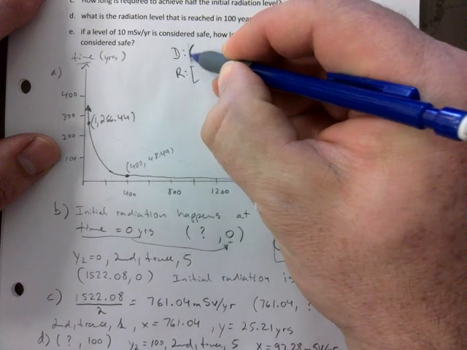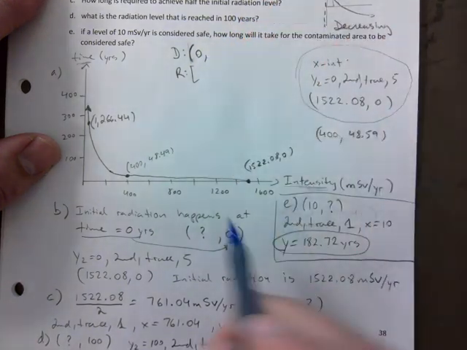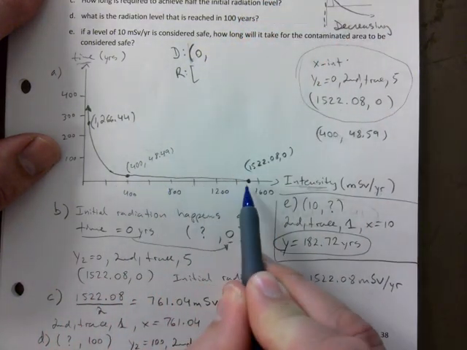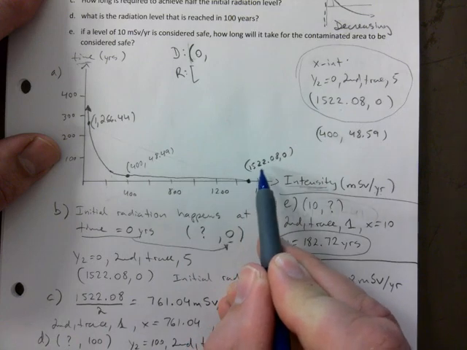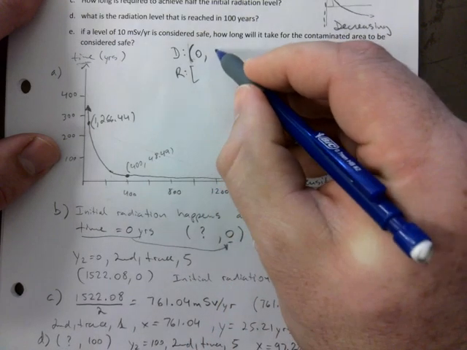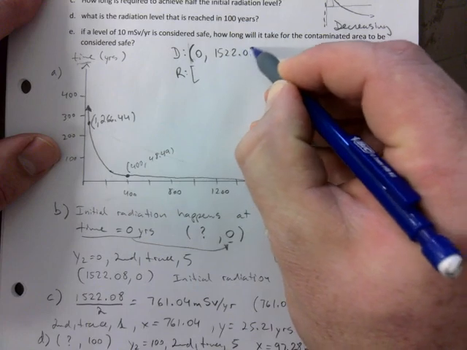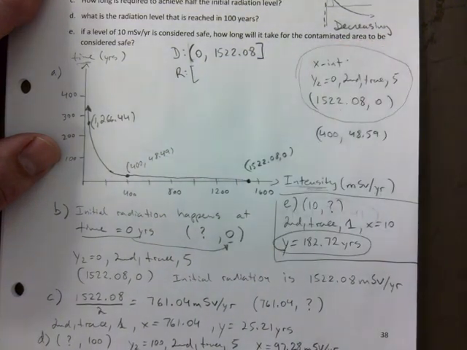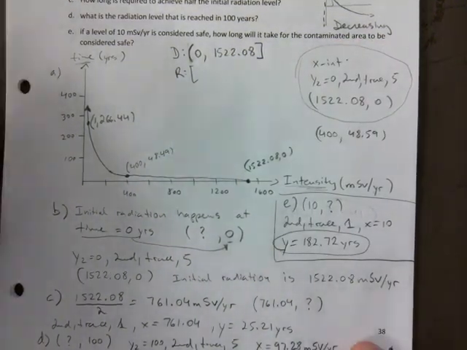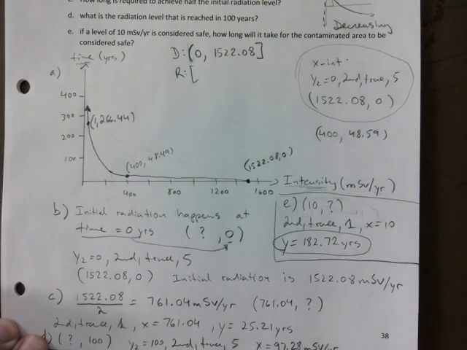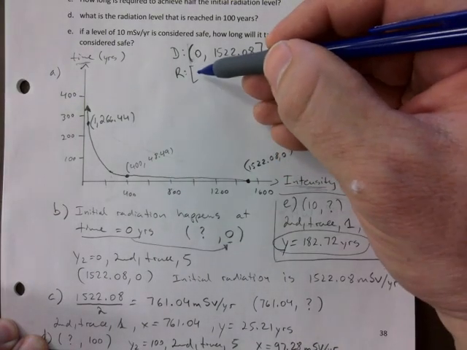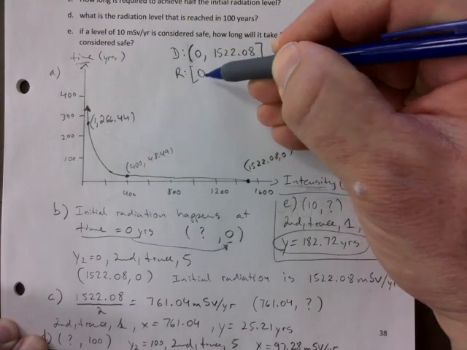So we actually would have to say 0 to the maximum intensity here, which is the initial intensity. That's the highest it has ever been, which is 1522.08. That would be a square bracket there. And then the range would be for all the way 0, right, times 0.